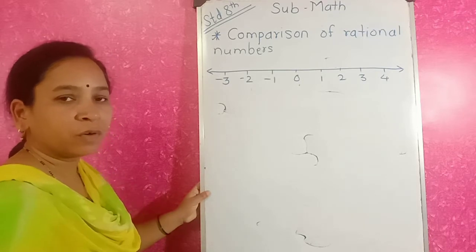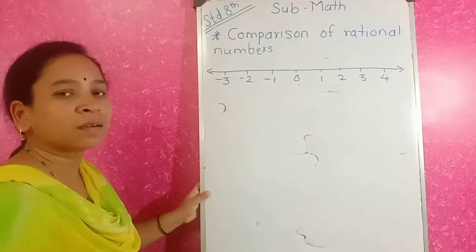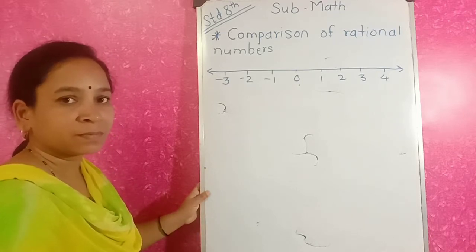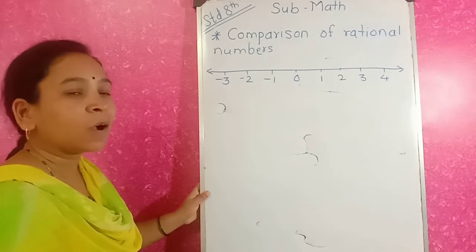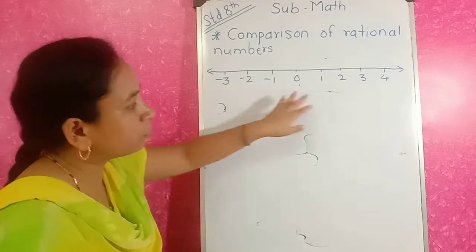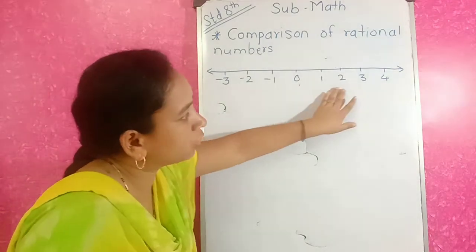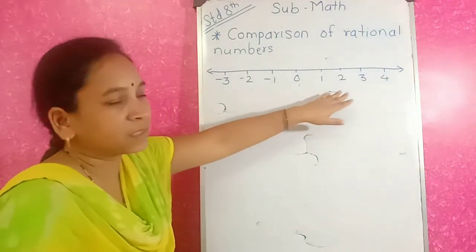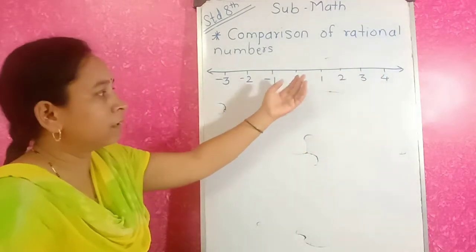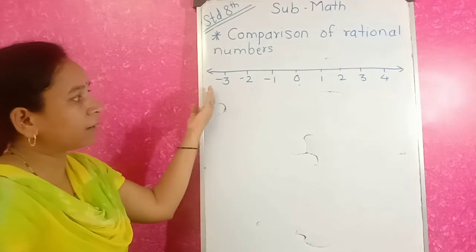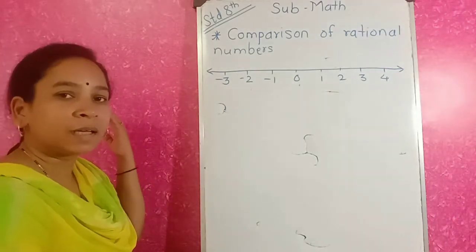Just pause the video and give your answer in the comment box. I hope you are writing the answers. Okay, now I'll explain. If you observe this number line, the numbers that go to the right side have increasing values, but the numbers on the left side have decreasing values.